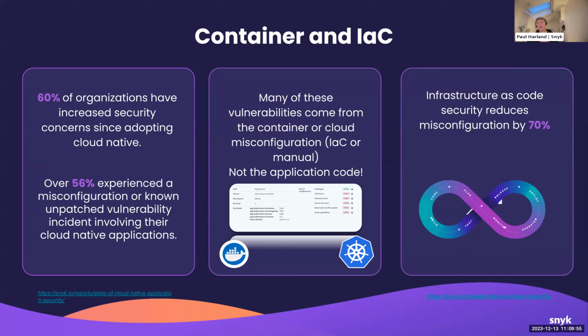And here we go, another great one. Over 56% experienced a misconfiguration or known unpatched vulnerability involving their cloud native applications. And this can come, as Eric's going to show today, either in the application that you're writing or sometimes just on the container that you're using to host that application. You'll see at the bottom, I've saved a link to that report so that you can read it in full yourselves. On the right-hand side, infrastructure as code reduces misconfigurations by 70%.